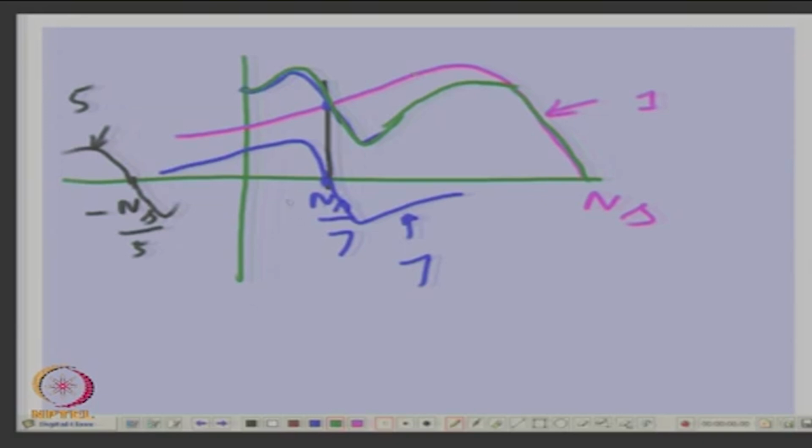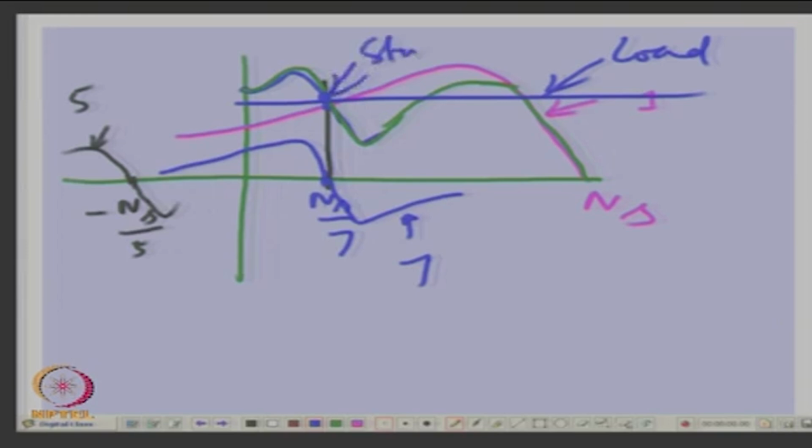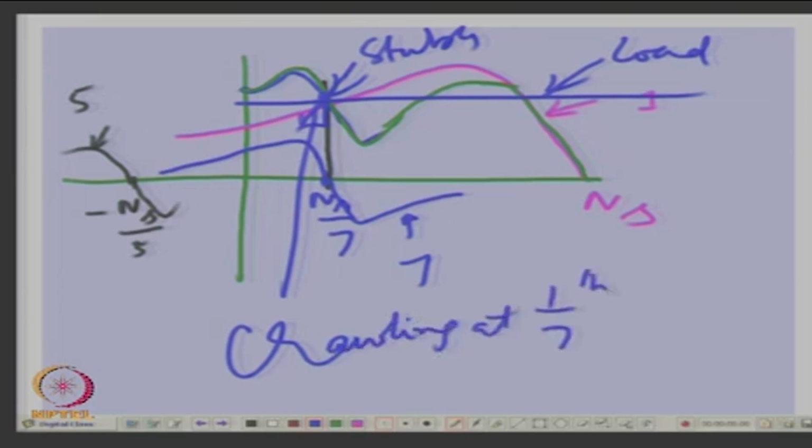Now, what will happen is, supposing you have a load, maybe this is the load, okay. If it is load, it will see at some speed here a very stable point. This is stable, is not it? So, it will start running at 1/7 the speed, okay, and this is called crawling. At 1/7 speed. It will not go to the full speed at all, otherwise it should have been running here, because after all it is the load characteristic cutting the motor characteristic, that is where it will run, is not it.